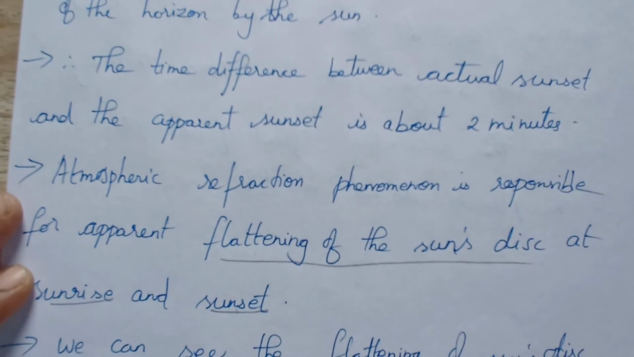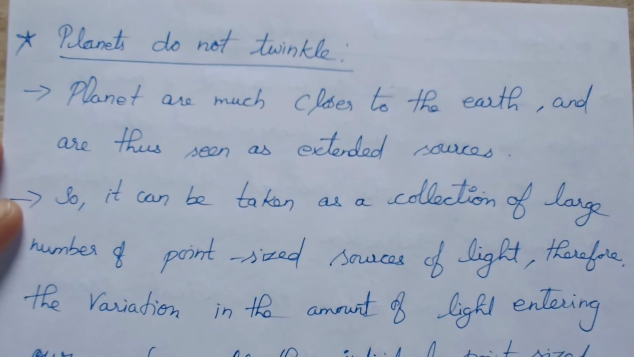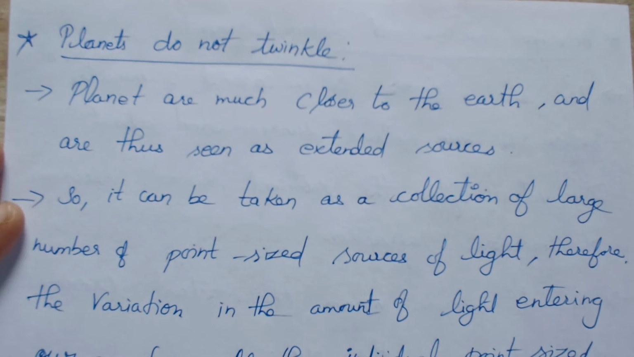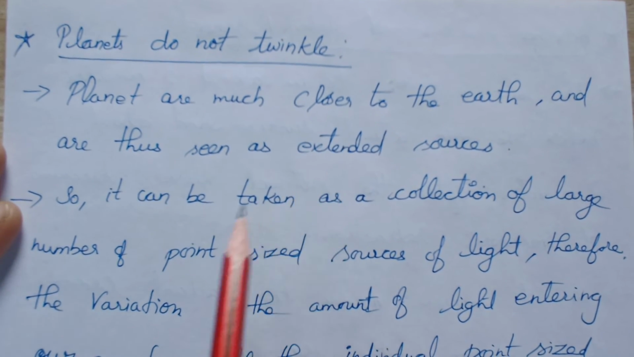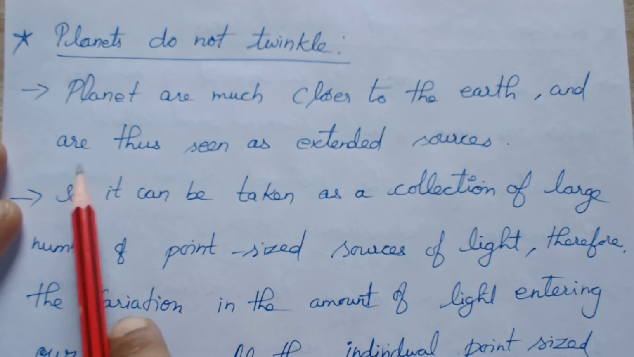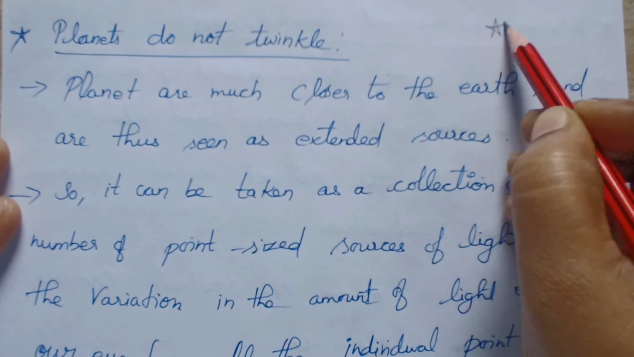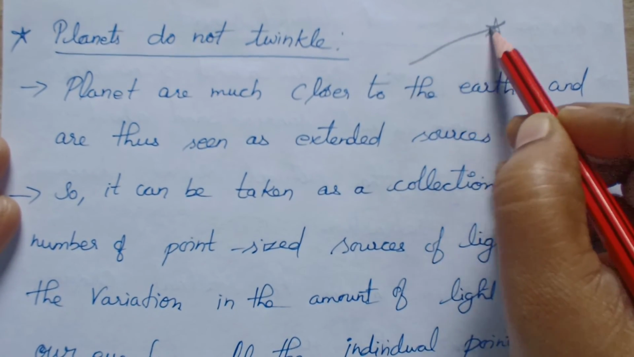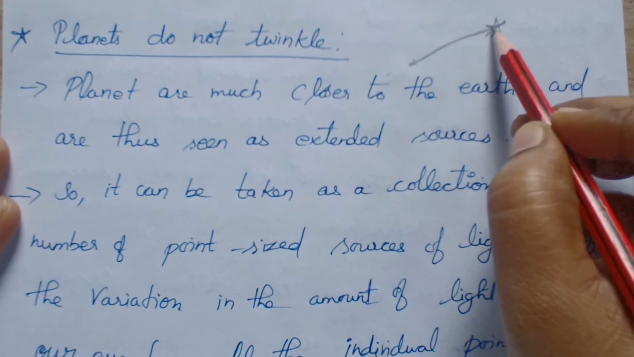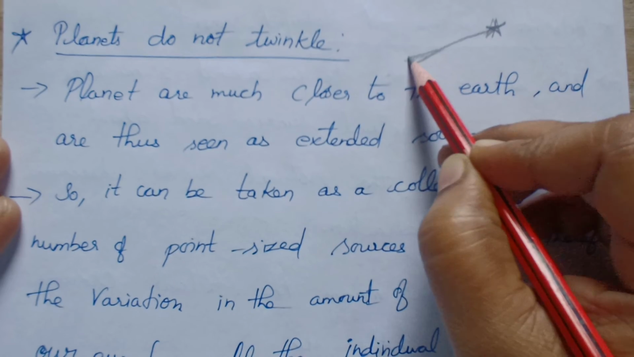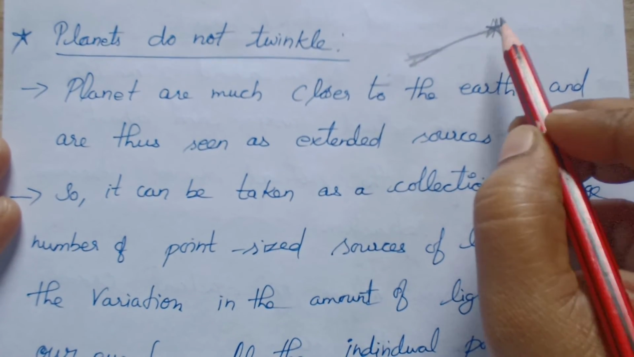Its last phenomenon is planets do not twinkle. So why it does not twinkle? The planets are much closer to the earth, right? And thus seen as an extended source. It is not a point source. From the star you will get a point source of light, a beam of light. When it reaches your eyes it will look bright. When it does not reach your eye it will be dim. So that's why you will get the twinkling effect of the star.